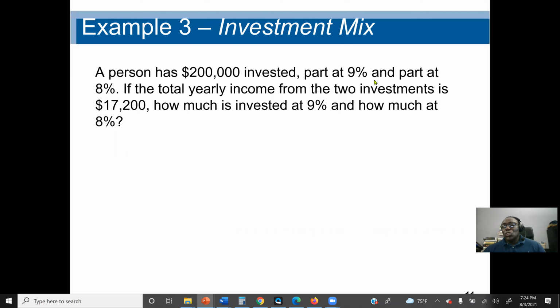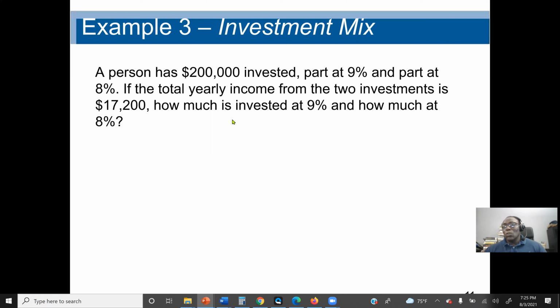So here we know the total investment. We can say the amount invested at 9% should be X, and the amount at 8% should be Y. So we can have two equations by writing 9% X plus 8% Y equal to the total interest, which was 17,200. So it will be 0.09X plus 0.08Y equal to 17,200, because that's the interest we earn. So then the total investment should be X plus Y.